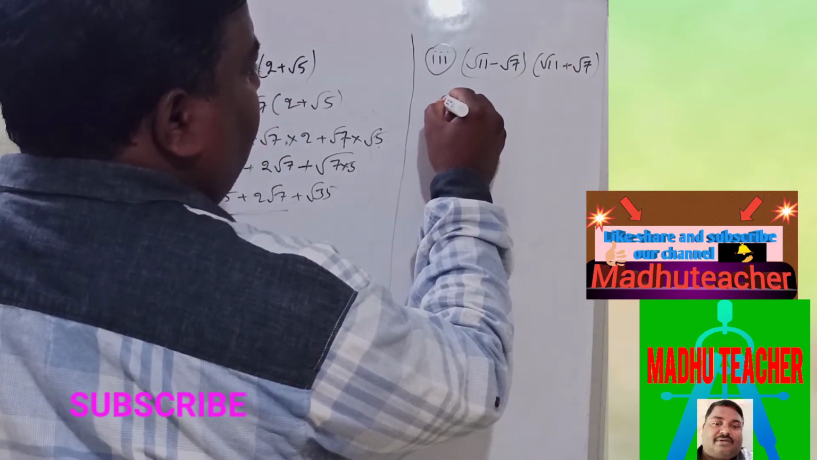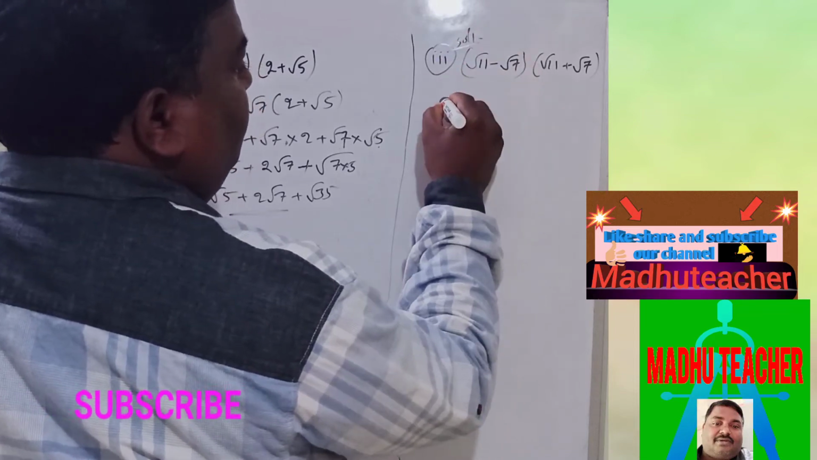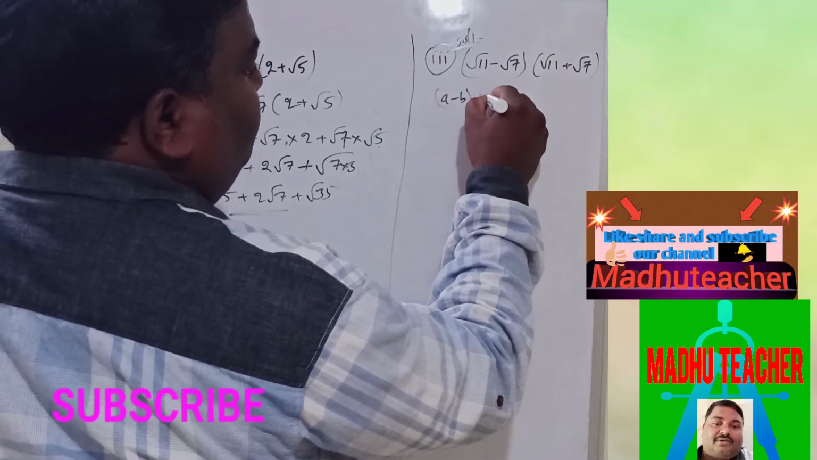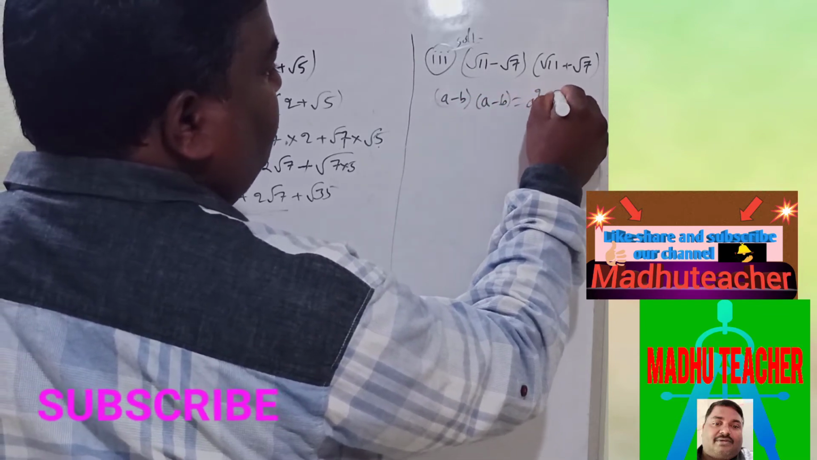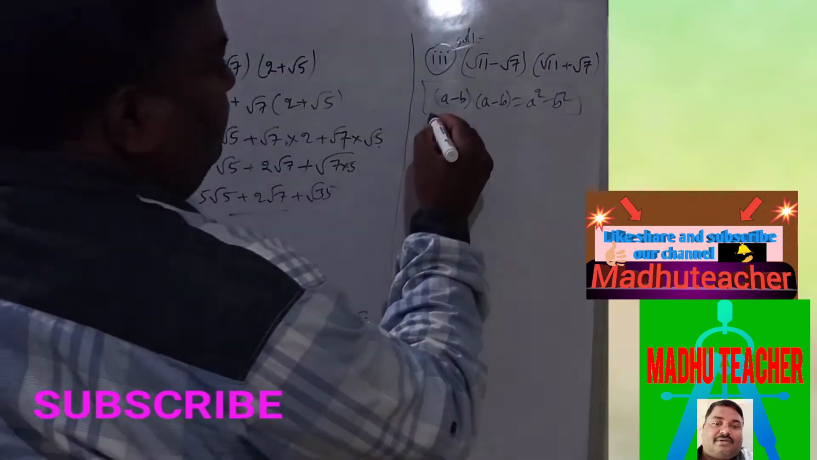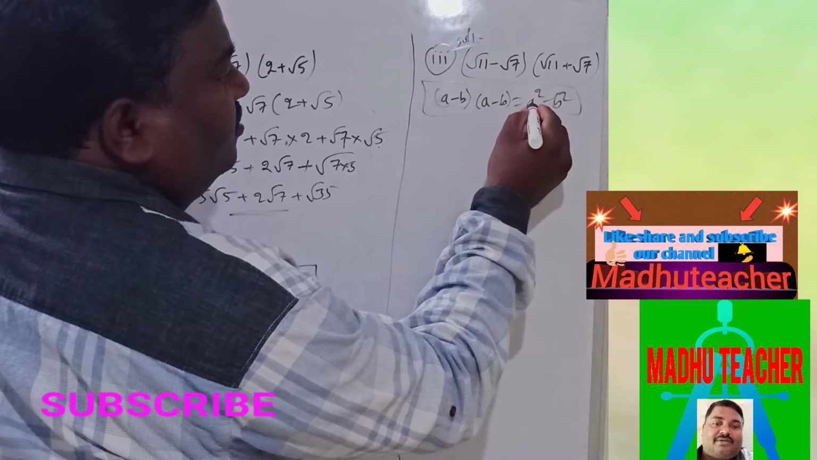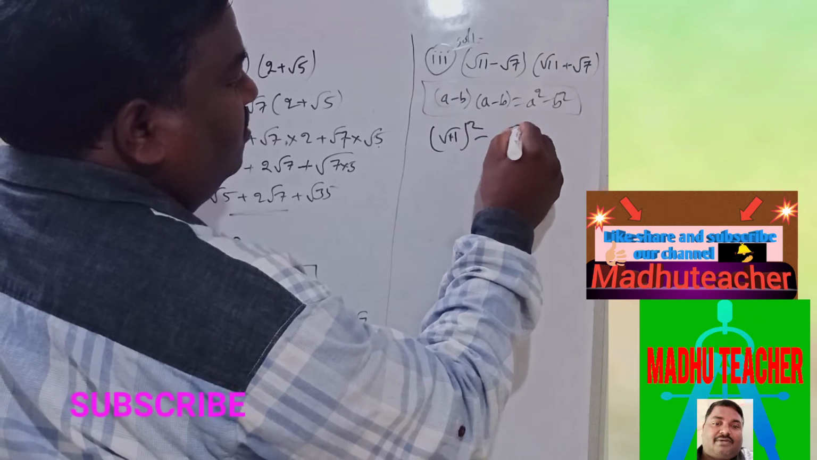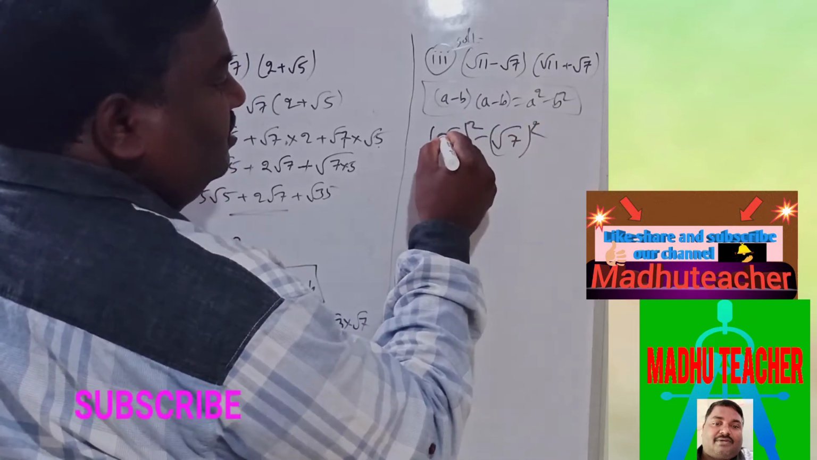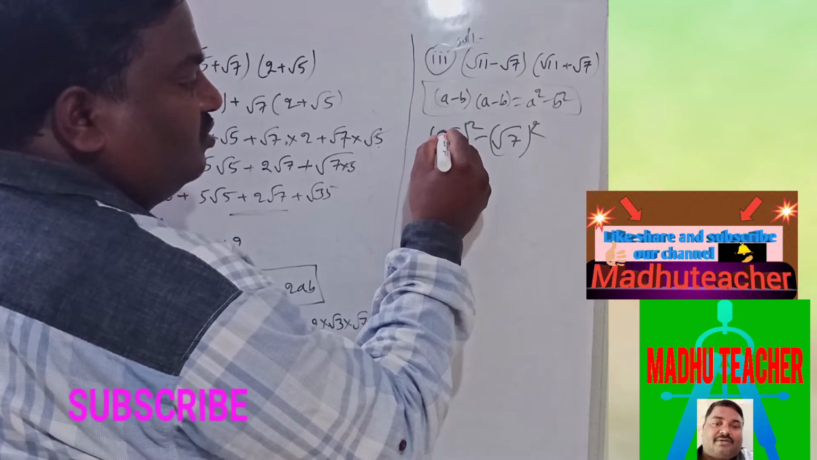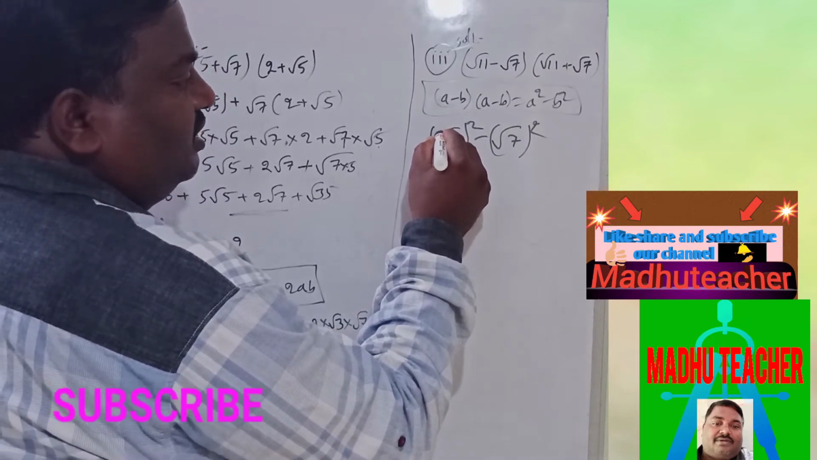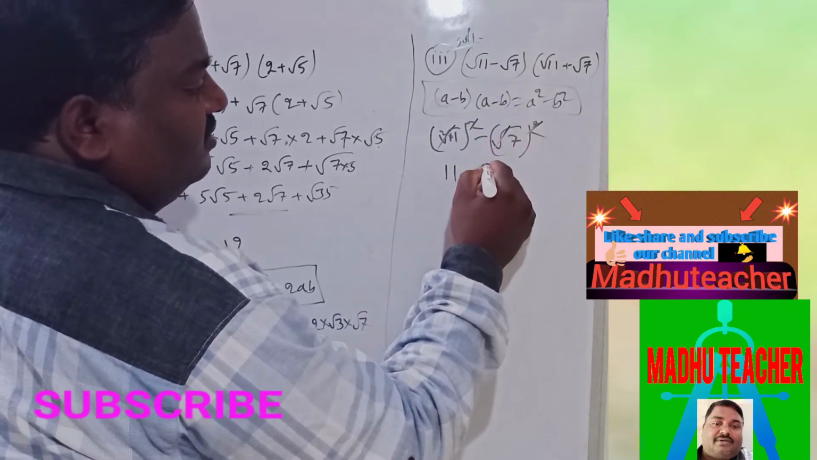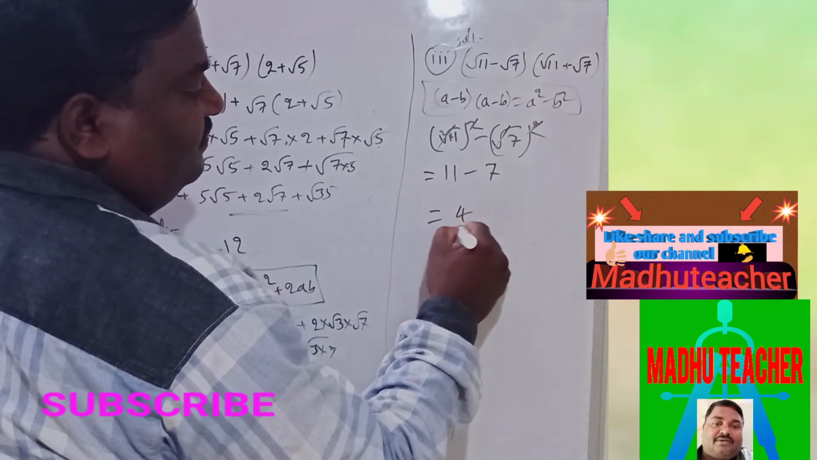It is in the form of (a minus b) into (a plus b). That equals a square minus b square. So that is root 11 whole square minus root 7 whole square. This is a square root, there is no n value, so that is 2. So square and root get cancelled, 11. Same, cancel, 7. 11 minus 7 is 4. Okay.